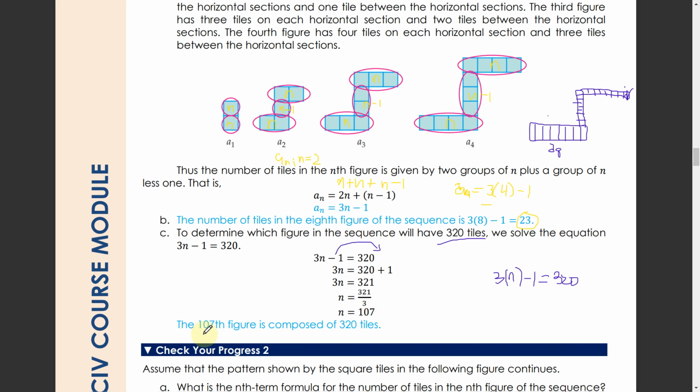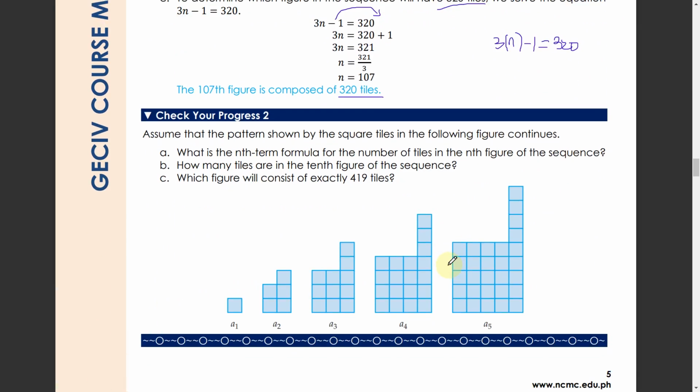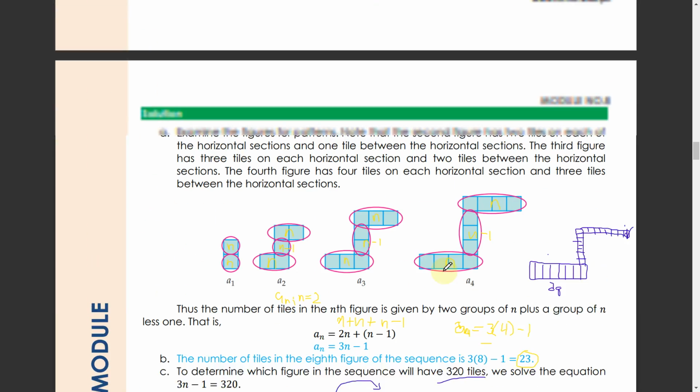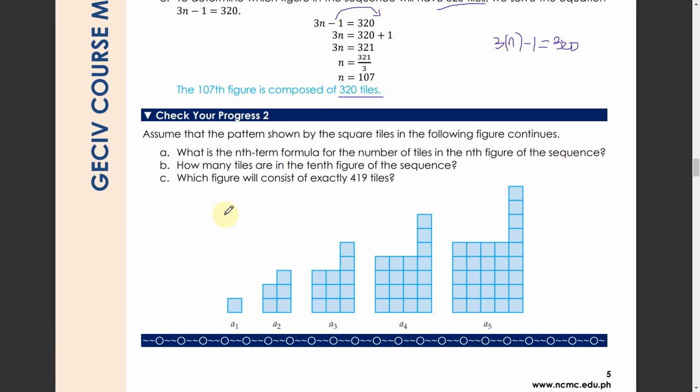Meaning, the 107th figure is composed of 320 tiles. No? So lisod na kay na drawingon kay 107 na naka square sa horizontal, dari 107 and dari 106 ka squares. Okay, so that is for your nth term formula. So you try to answer this.